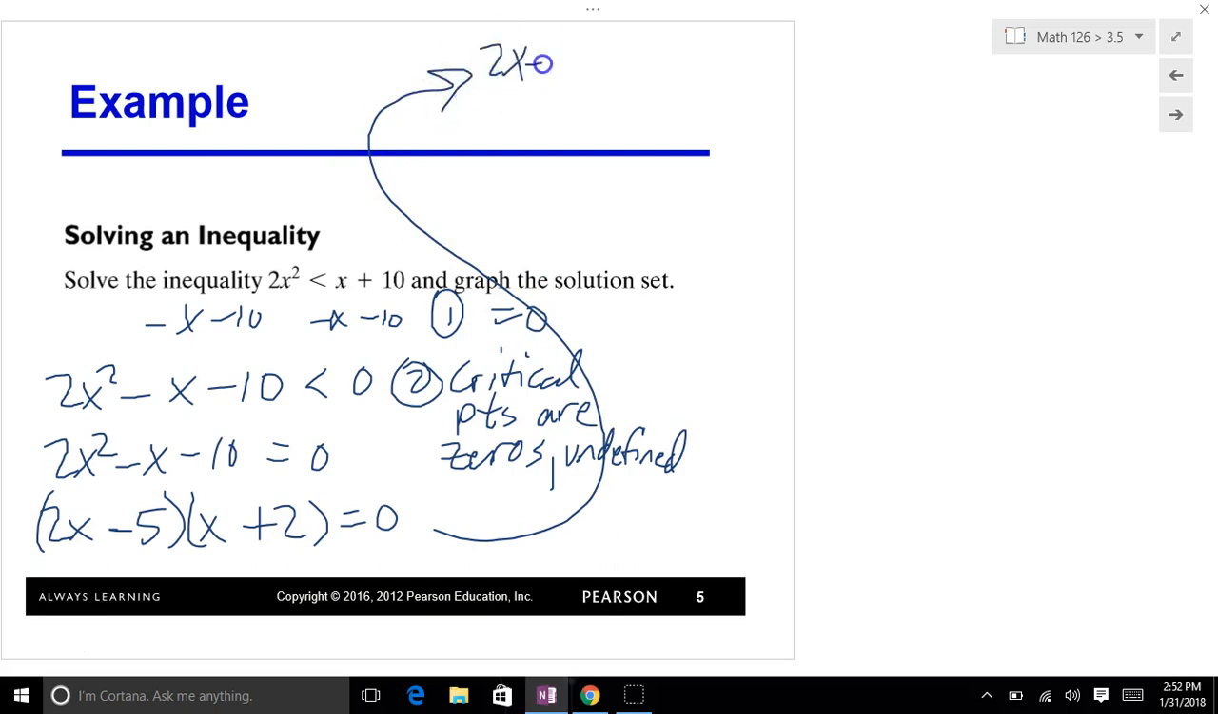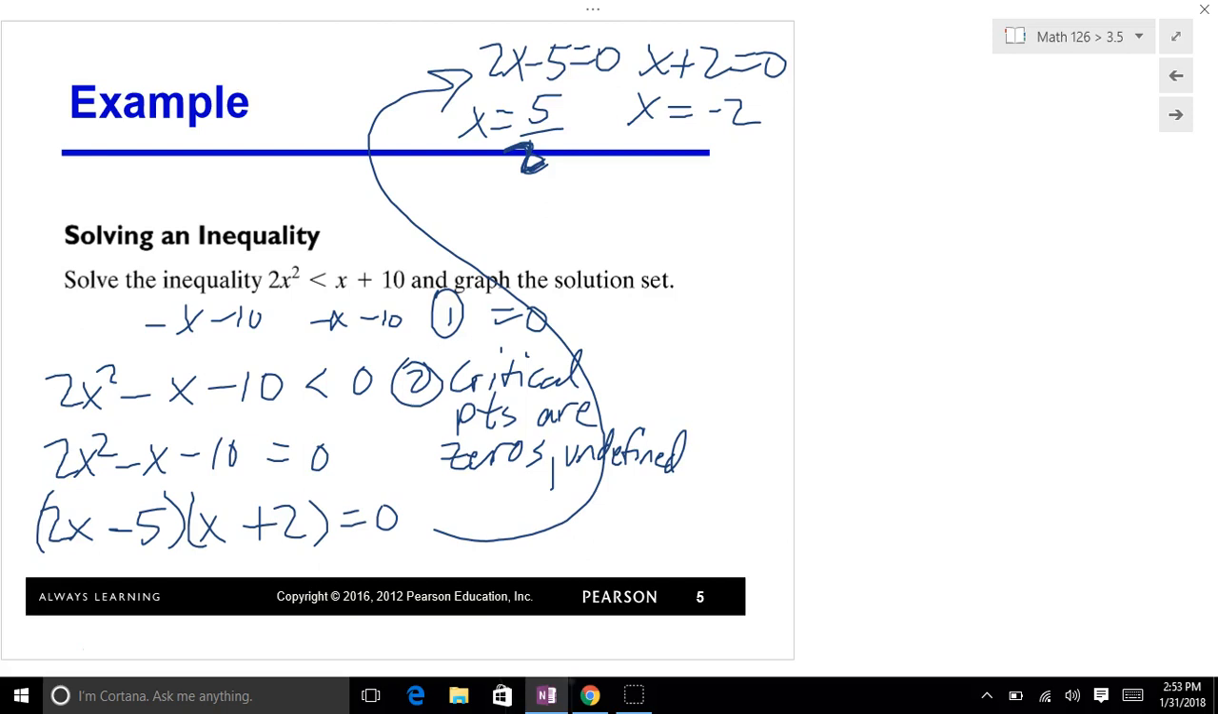There we go. So our zeros will be if 2x minus 5 equals 0 and x plus 2 equals 0. Add 5, divide by 2, it looks like we've got x equals 5 halves, 5 over 2. And over here, subtract 2, we've got x equals negative 2. Okay, these are our critical points.